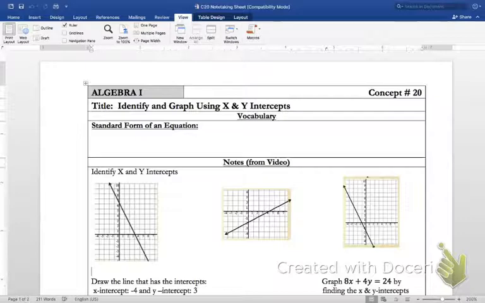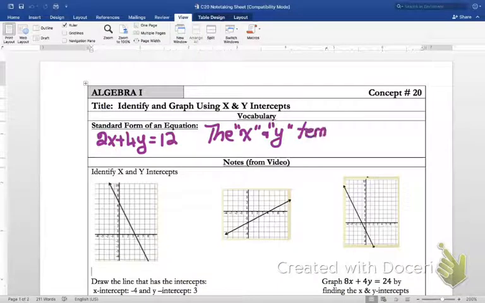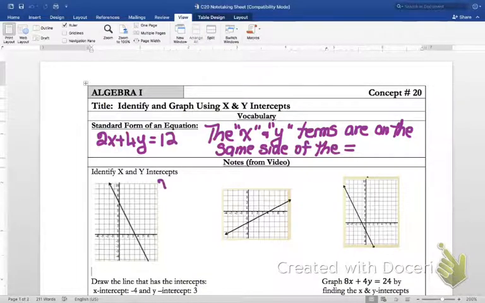Now, one of the things that we're going to do is learn how to graph linear functions. And the first way we're going to talk about that is graph using X and Y intercepts. Now, first, I want to talk to you about the standard form of an equation. And that is, for example, 2x plus 4y equals 12. That's where the x and the y are on the same side of the equal sign. When you see a linear equation written like that, then it is in standard form.